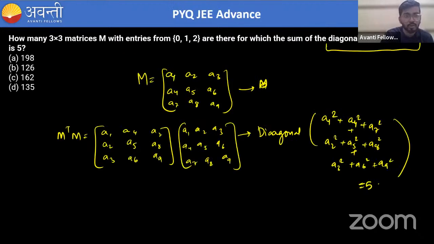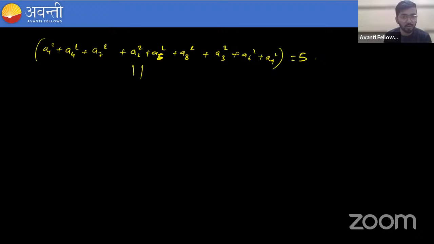So let us go to the question. How many entries from 0, 1 and 2? We also know what these values are: A1, A2, A3, A4, A5, A6 and A7, A8, A9. All these AIs can be taken only from the set of values 0, 1 and 2. So there can be two cases when this is possible.